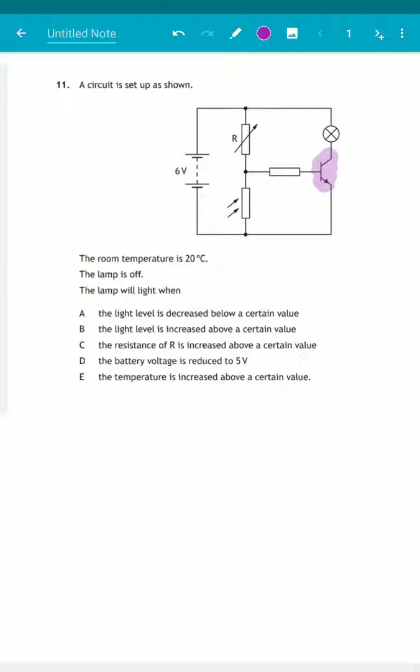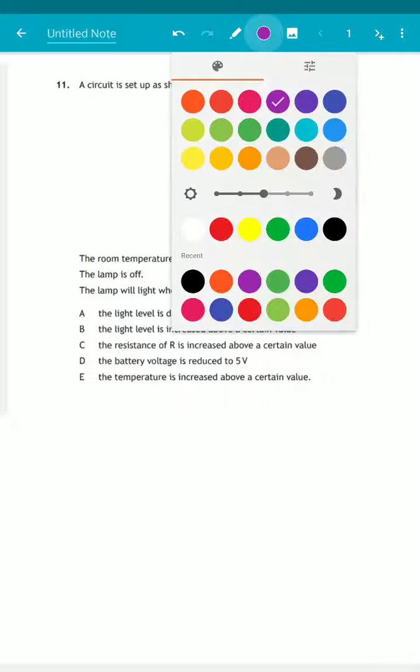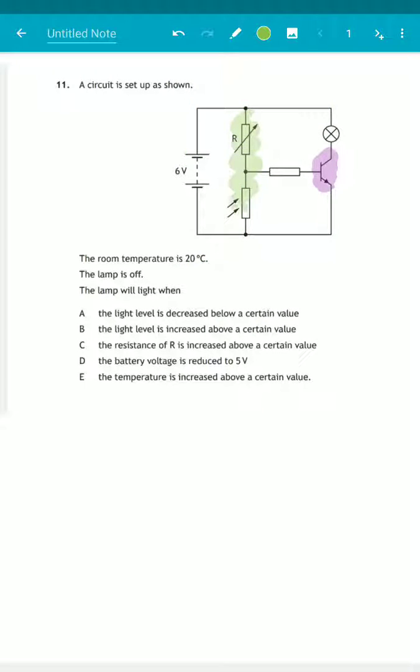Now the main component in this circuit is this one here. This is what's known as a transistor. Okay, and it's designed to only switch on when certain voltages go through it. And so everything else that's going on at the other side of the circuit here is what's controlling whether that will turn on or not.